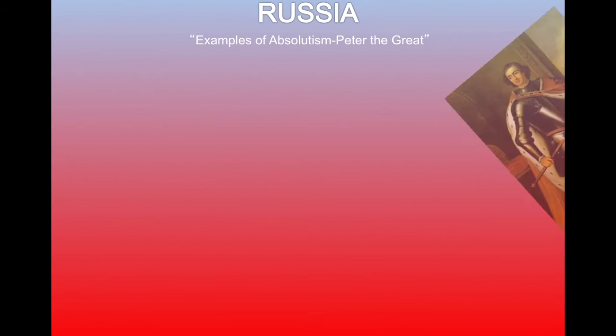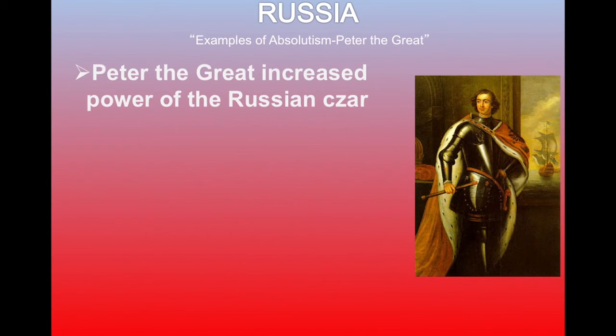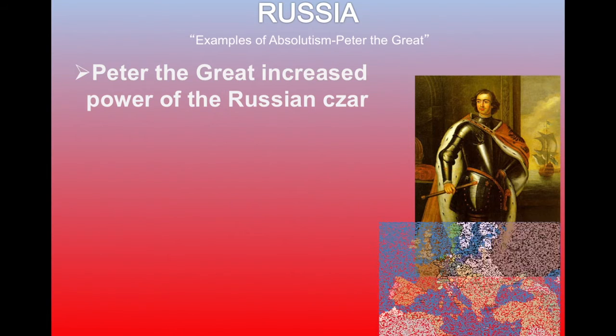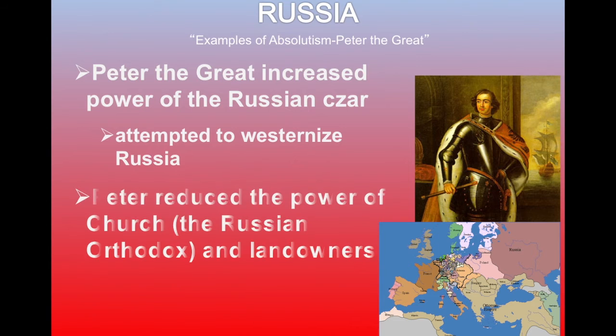In Russia, we also have the example of Peter the Great. Peter the Great increased the power of the Russian Tsar. That term Tsar comes from the Latin word Caesar, or ruler. He attempted to westernize Russia. And so Russia is in the east, but he wants to make Russia more like the West. And so he's going to model himself after these absolute monarchs.